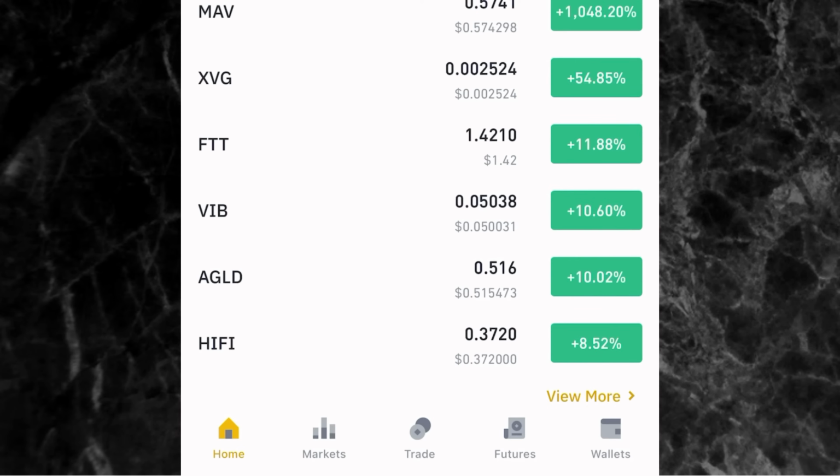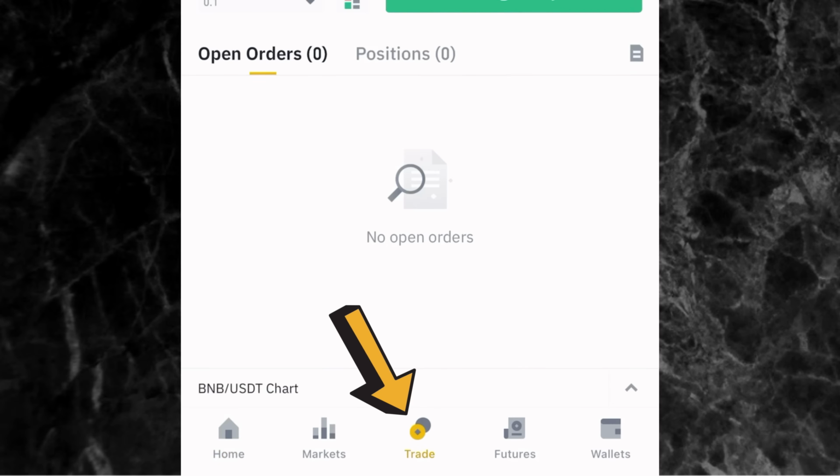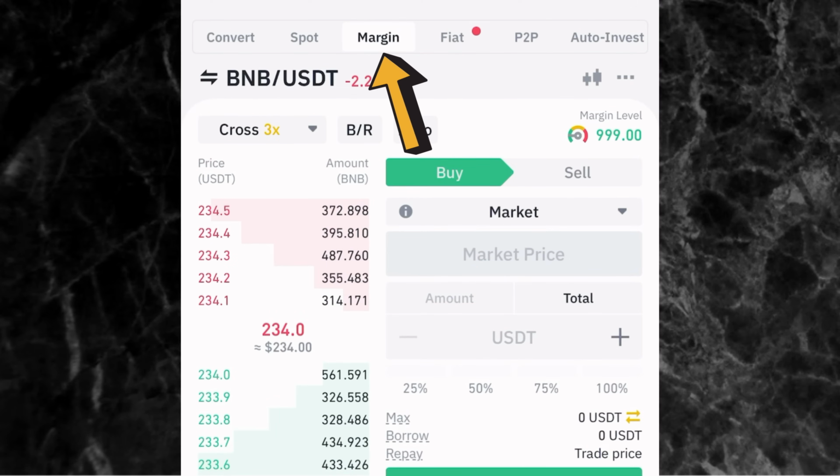Now as you can see on the screen, I'm on the Binance homepage, and to go to the margin trading page on your Binance app, you tap on where you have trade, where the arrow is pointing to, and at the top right here you can see where you have margin. So this is the margin trading page on your Binance app.